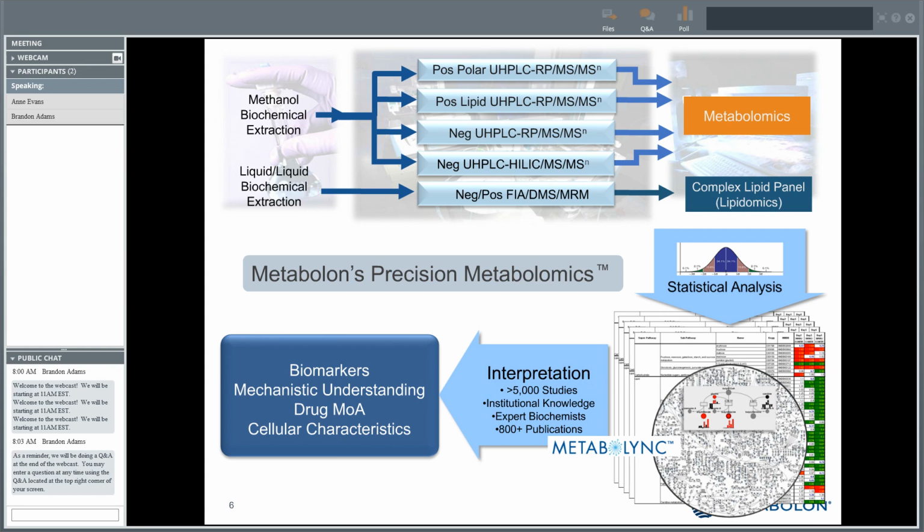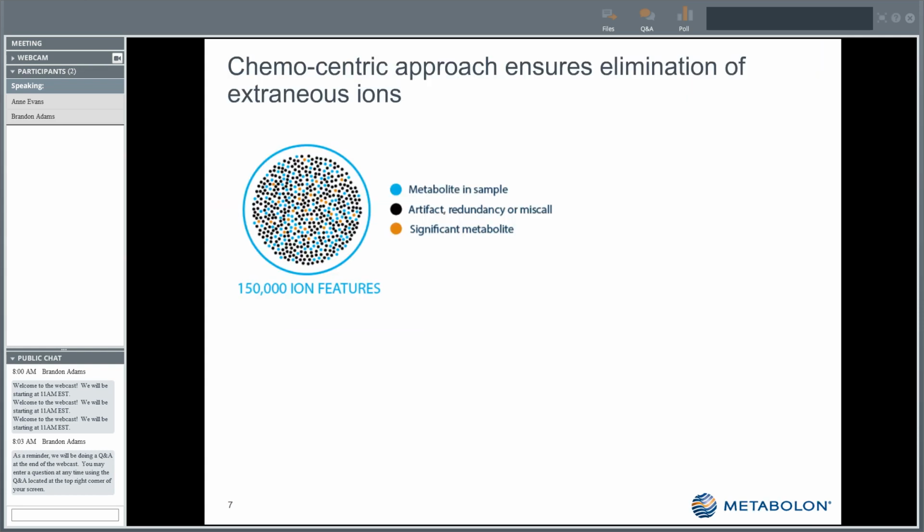So the methodology that we ultimately use, or I should say our informatics workflow from the ground up, is really designed around optimization for quality and accuracy. When you think about the traditional untargeted metabolomics workflow, typically people will collect their data and generate a feature list, basically a peak list, a list of all of the peaks that they found in their sample.